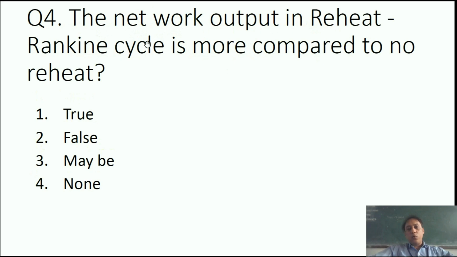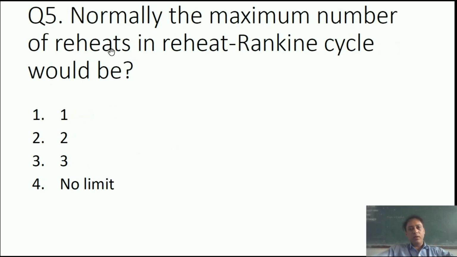The net work output in reheat Rankine cycle is more compared to no reheat. So what is the answer? True, false, maybe, none? The answer is true. Actually, in reheat Rankine cycle, the number of turbines increases: 1, 2, or 3, like high pressure turbine, intermediate pressure turbine, and low pressure turbine. Due to the increment in the number of turbines, the total work increases. But efficiency will depend on whether the reheat is performed properly or not. So this is true.